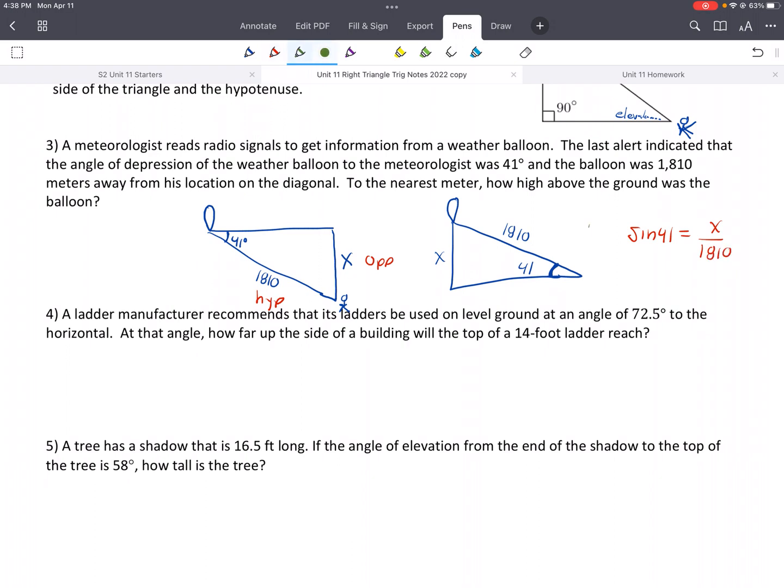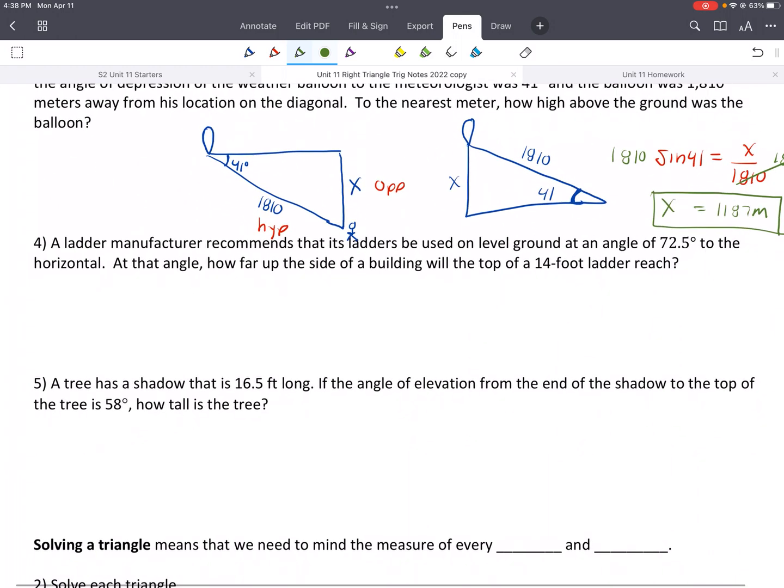Multiply both sides by 1810 and we get x by itself. So 1810 sine of 41 gives me 1187. So that's how high the balloon is above the ground. And I guess we should talk about meters. I rounded to the whole place, the ones place. All right, let's do another.